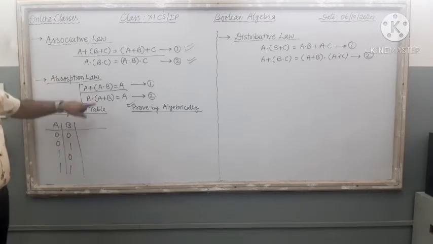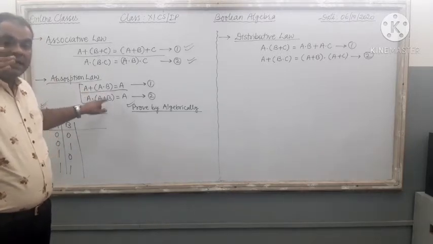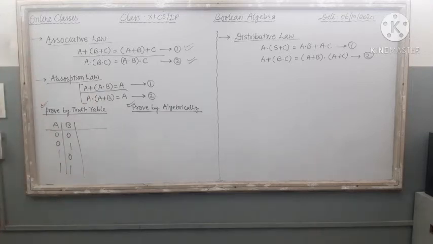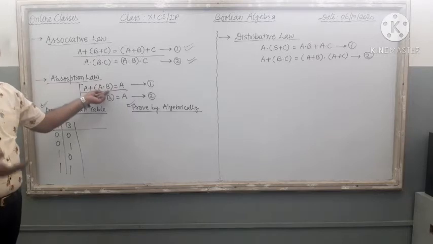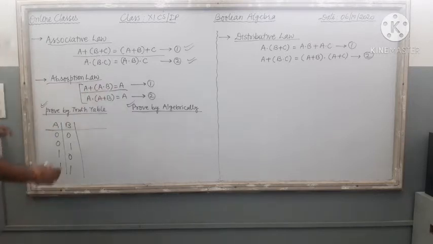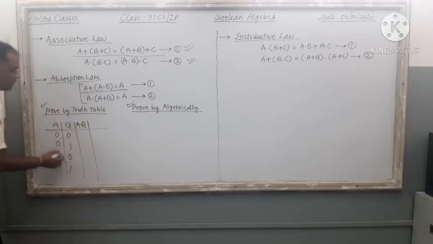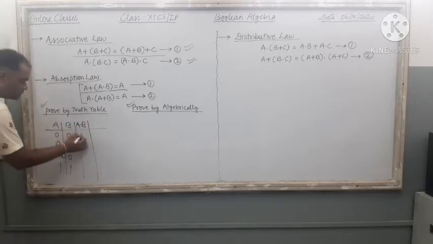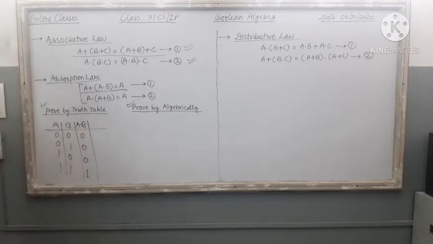Precedence says I have to solve the NOT gate first, then the AND gate, then the OR gate. Here there is no NOT gate, so the second precedence level is the AND gate. So I am going to solve A dot B first. A dot B: 0 into 0 is 0, and so on, and 1 into 1 is 1. This is the result of A dot B.